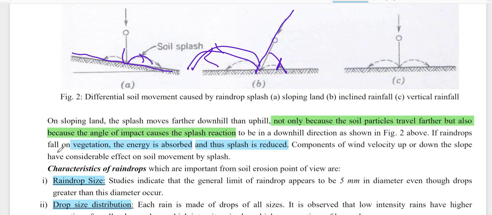If raindrops fall on vegetation, then the energy will be absorbed. Thus the splash will be reduced. So if you provide vegetation cover, then it will be very much better for raindrop splash erosion. We can control it. Okay, the component of the wind velocity up and down the slope will also affect the movement of the splash.